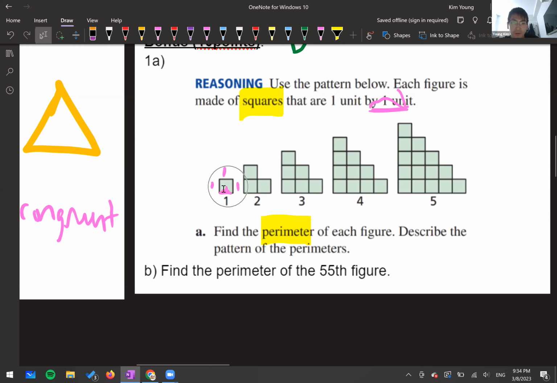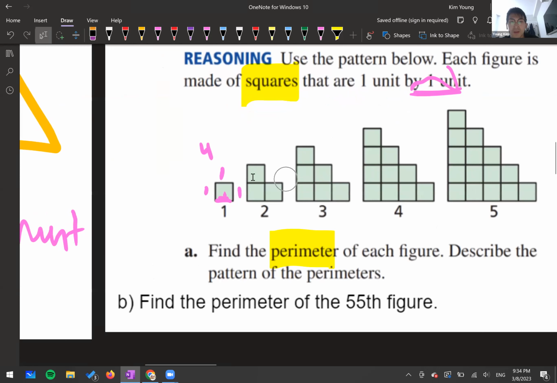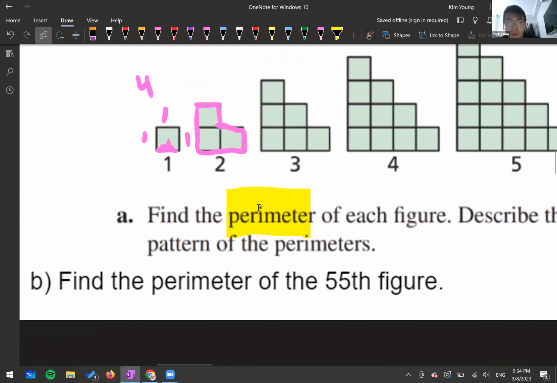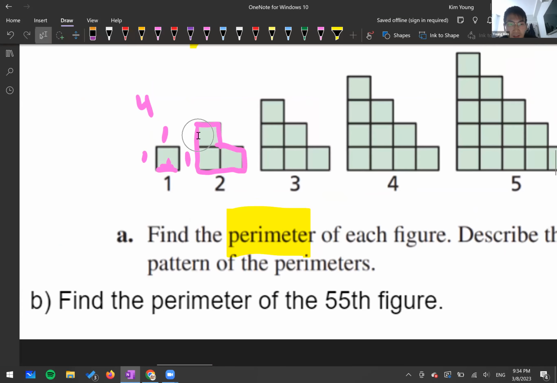So if you add up all of these, you get 1 plus 1 plus 1 plus 1, that's 4. So the perimeter of the first figure is 4. Okay, then you go and do the same thing with this, right? This shape is like a Tetris piece, right? So you could do the same thing here, right? You add this, that's a 1.